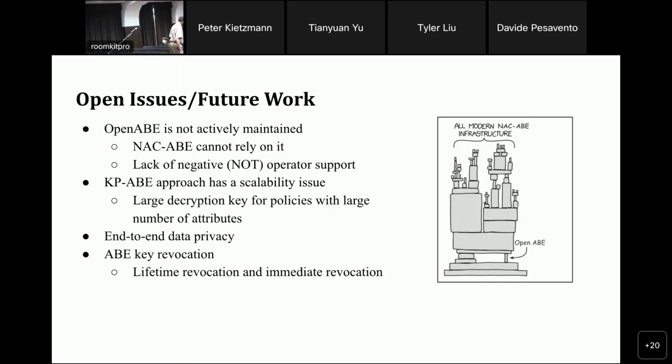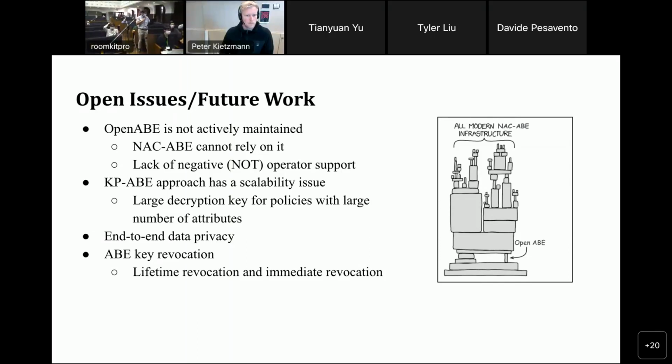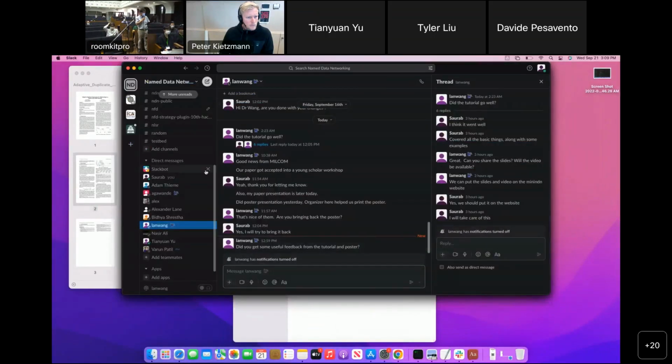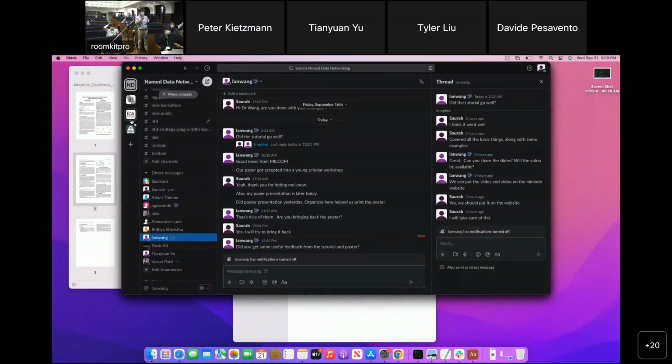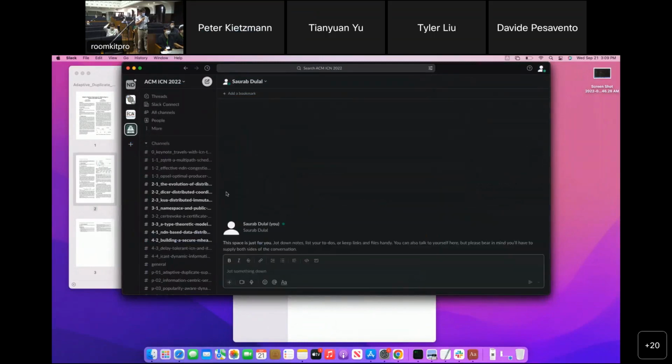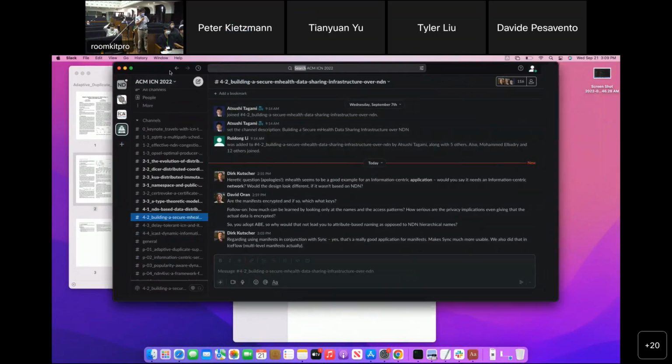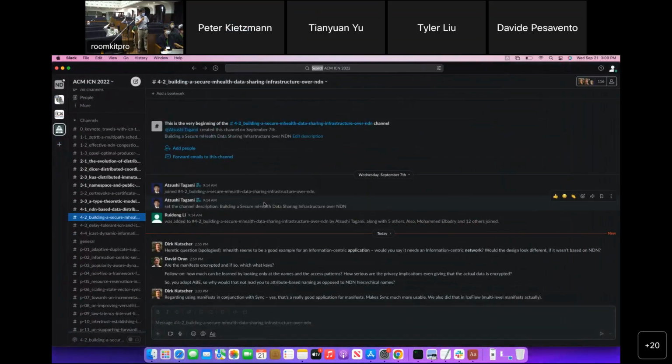I'll take a look at that. So, any other question from outside? There is also another question raised in the chat. This question is: NDN seems to be a good example for the information technology application. Would you say it needs an information technology network, or would the design look different if it wasn't based on NDN?